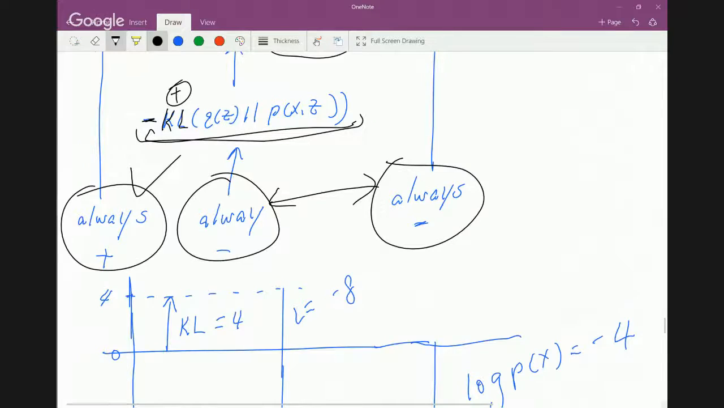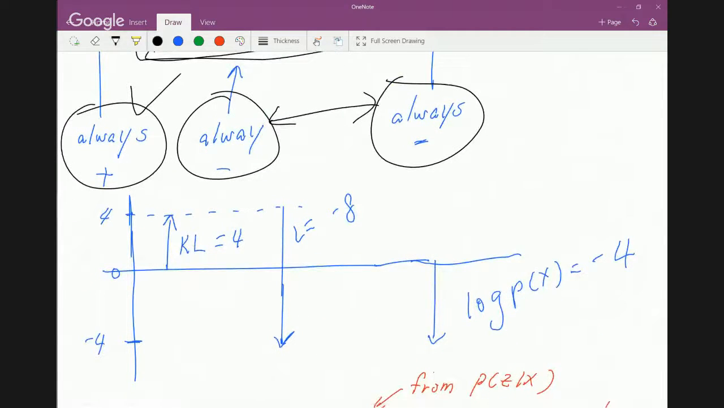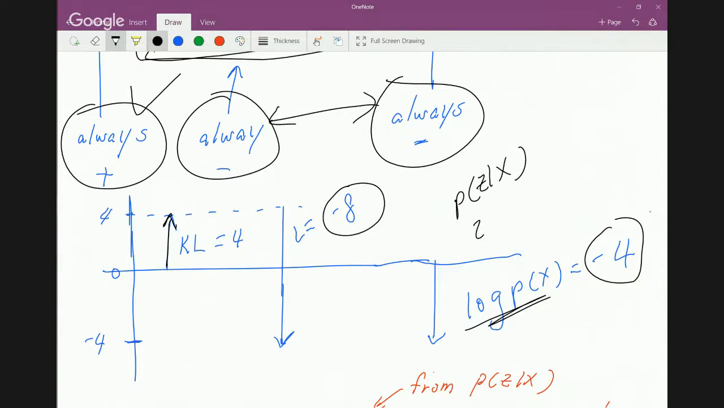Now let's draw this out. So over here, the KL divergence is some positive value. Let's call it 4. And that lower bound is some negative value. Let's call it -8. And this one, log of P of x, is some negative value again. Let's say -4. Remember, it was the probability of z given x. So x is given. That is what we're looking for.